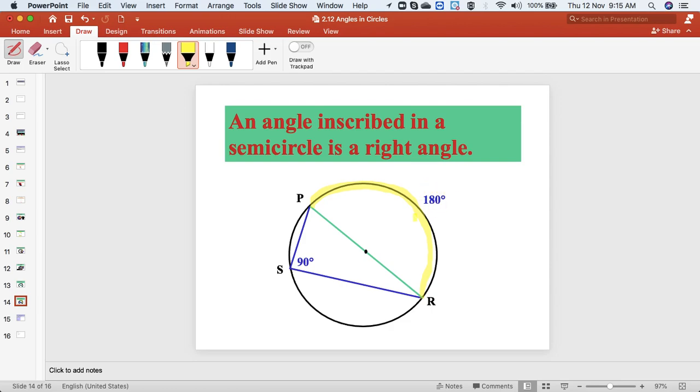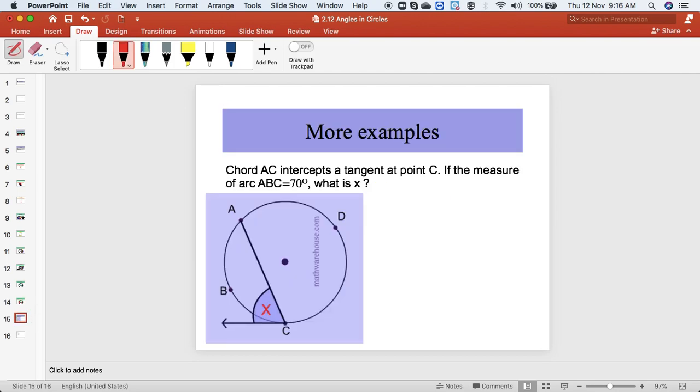And if we are going to have an inscribed angle out of this, we will be having this. Okay, so therefore, half of 180 is 90 degrees. So this is a 90-degree angle. Okay, a 90-degree angle, we all know that it is a right angle. Okay, so let's have more examples.